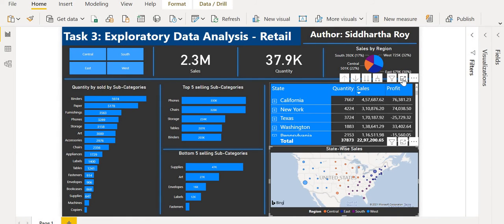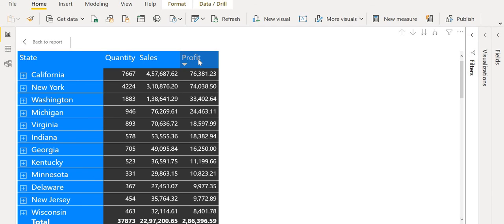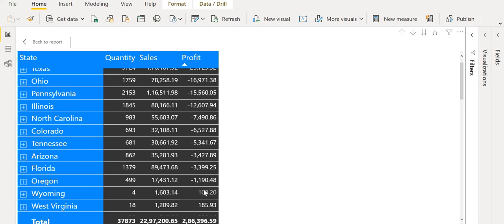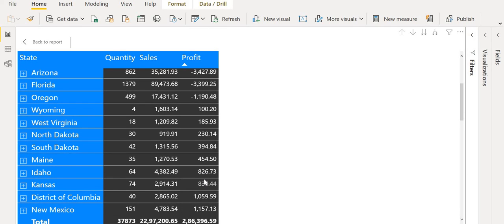Now if we want to check which states have negative profits, or very low profits, I have to put it into ascending mode. We can see that Texas has the least profit out of all the states in the USA, followed by Ohio, then Pennsylvania, then Illinois, then North Carolina, Colorado, Tennessee, Arizona, Florida, Oregon. These states have the least or negative profit, and after that the profits increase in the standard way.